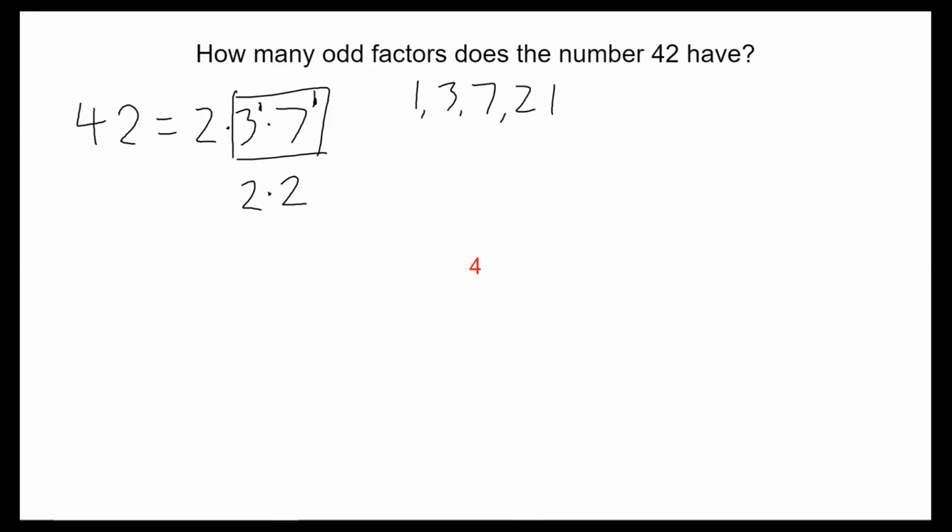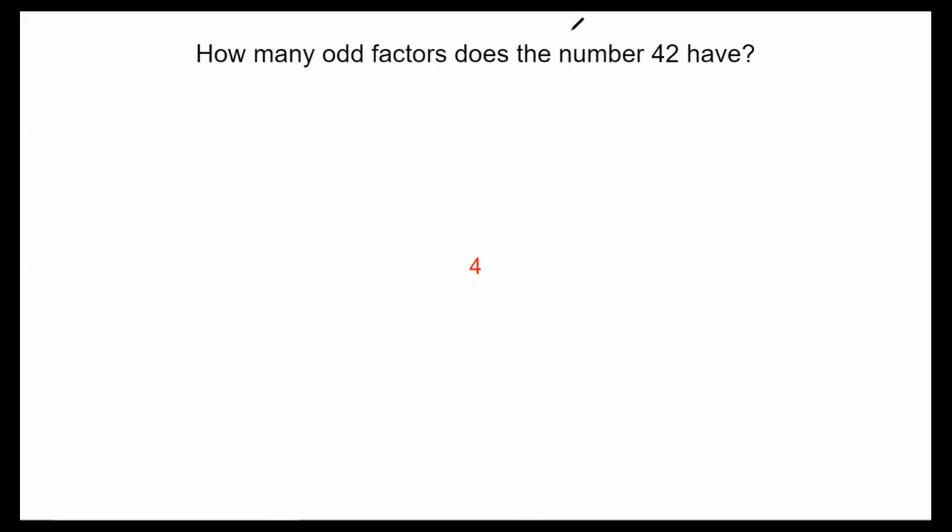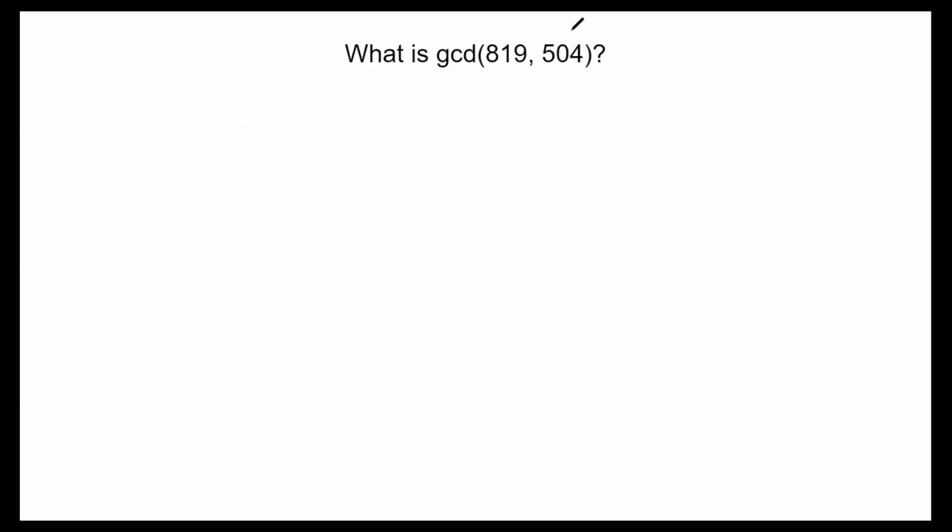Okay, let's move on to the next problem. What is the GCD between 819 and 504? So this is a Euclidean algorithm problem, and I'll give you a few minutes to solve this.